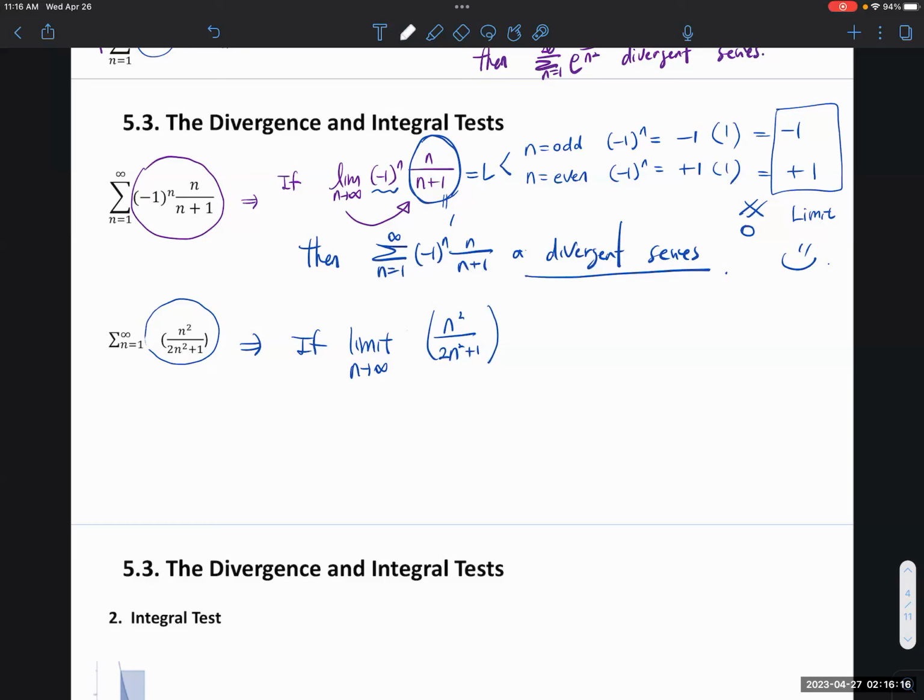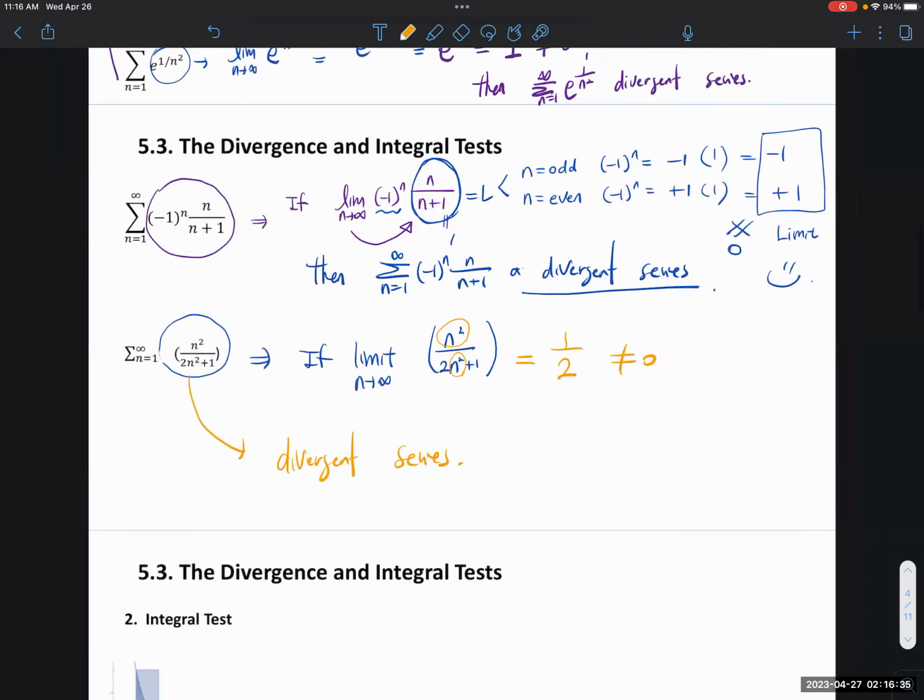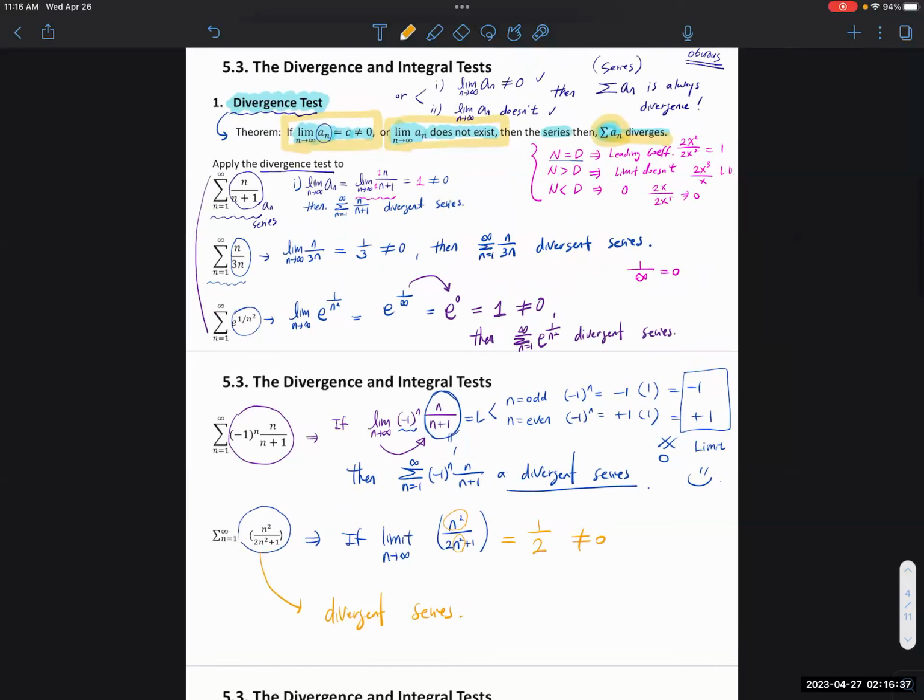So this one, again, what do you guys think? The top and bottom are the same, so 1 over 2. That's the limit of n squared over 2n squared plus 1. So this is not 0. Of course, this series is a divergent series. So that's how you apply the divergence test. It's always helpful to find out whether the series is divergent or convergent as a shortcut. So this is the divergence test.